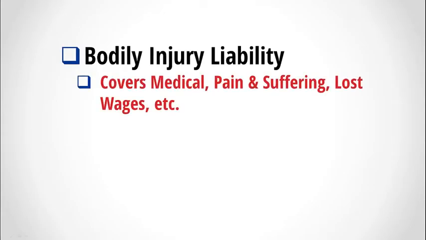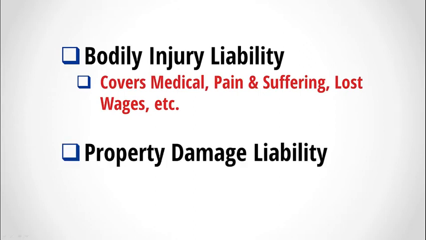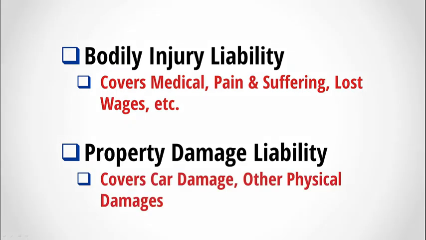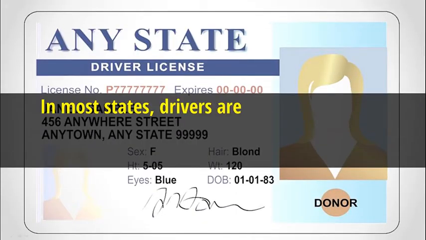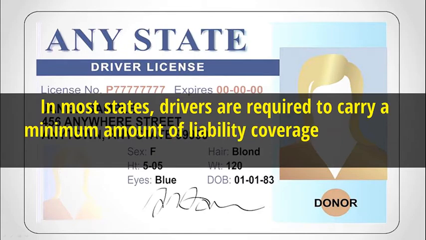First, there's bodily injury liability. This covers medical expenses, pain and suffering, lost wages, and other special damages. The second category is property damage liability. This covers damaged property. For example, it would cover damages if you hit a lamp pole, or mailbox, or even a house.